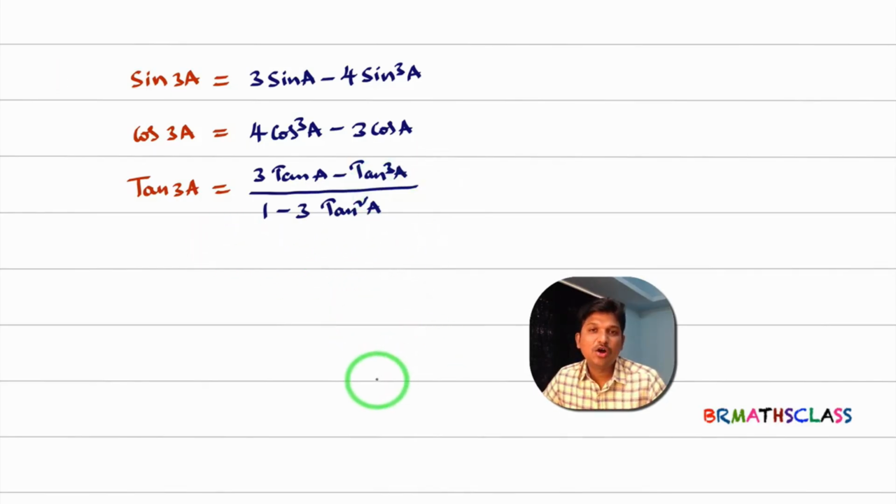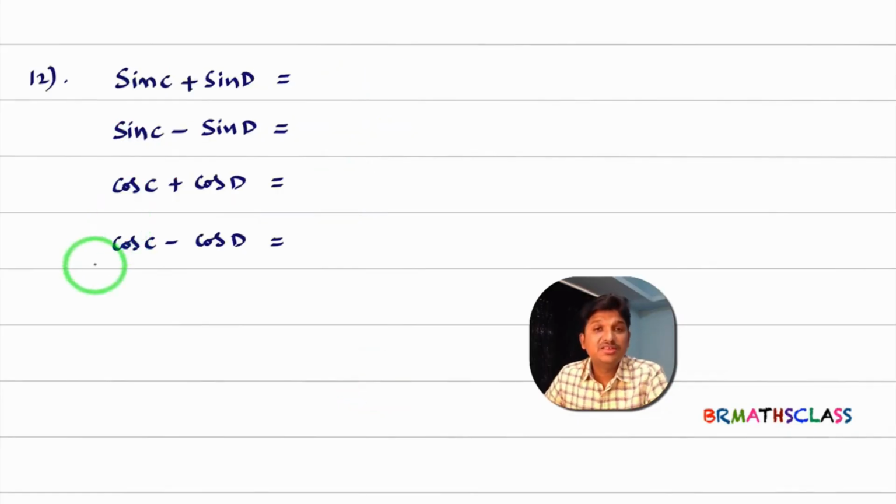With this, all the formulas related to multiple and submultiple angles are completed. Now we will learn the formulas related to transformations. Only 4 formulas are there. They are very easy formulas. Let's move into the transformation formulas. This is the last one related to transformations.